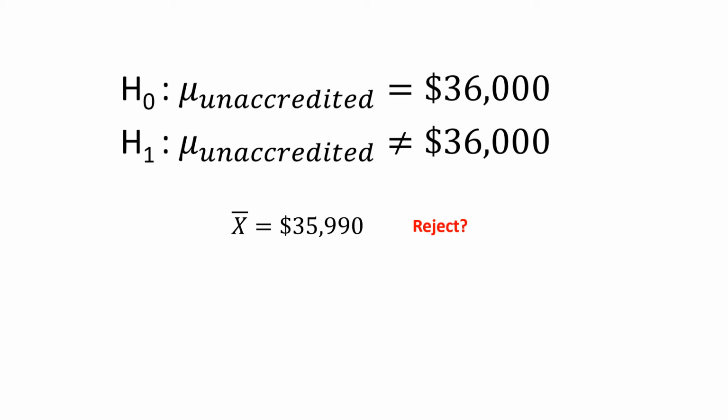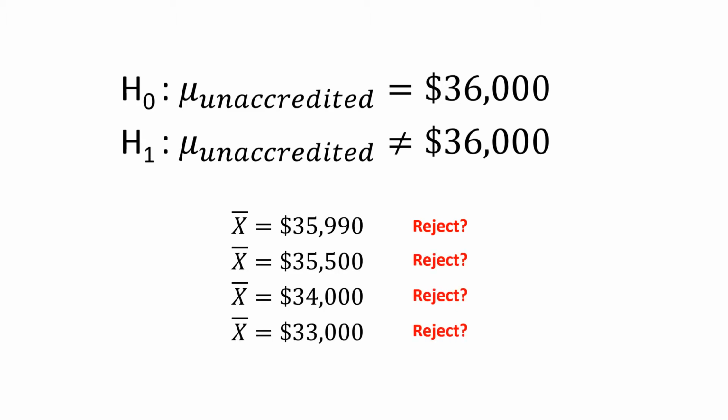Take a moment to think about why you wouldn't want to reject the null hypothesis based on this sample mean. Intuitively, I think that you know the answer. But what about a sample mean of $35,500 or $34,000 or $33,000? How different, in other words, would our sample mean need to be in order for us to agree that it made sense to reject the null hypothesis?